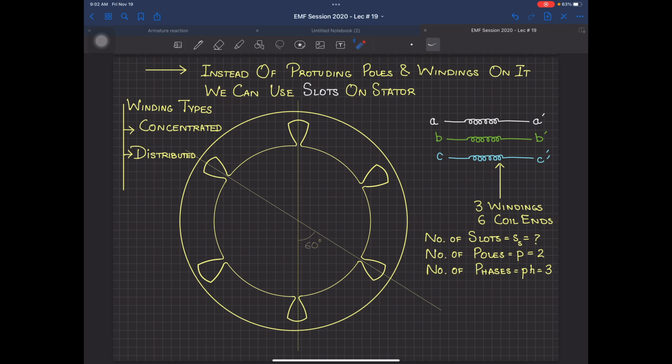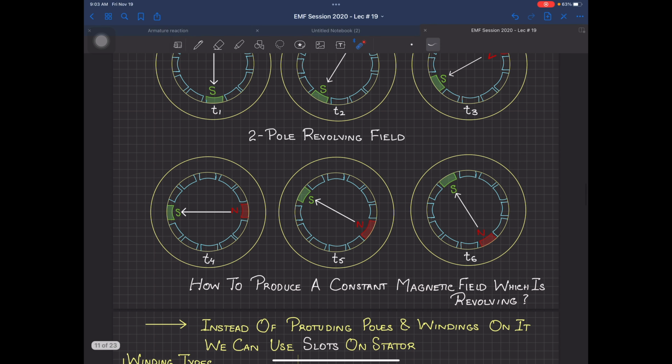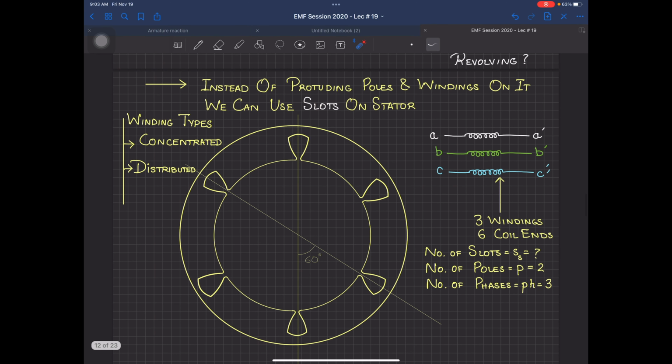Okay, you can see over here what I have done. Now, instead of protruding poles, where these poles were hanging below, and I have not shown the winding. If you wind it, then you are going to produce poles over there. Instead of having those protruding poles and windings, what I am going to do is put slots on the stator. Now, again, if you remember your lap winding and wave winding, we use the variable S as the number of slots.